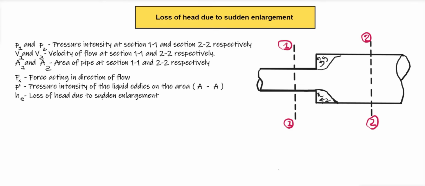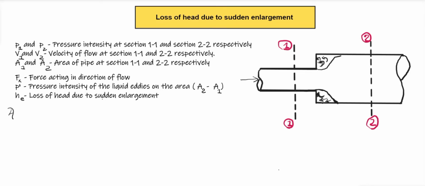The flow in the pipe occurs due to some force, and this force acting in the direction of the flow, we are denoting it using Fx. Then we are having pressure intensity of the liquid eddies on the area A2 minus A1, which is here where the eddies are formed. There we have the pressure intensity, which we are denoting using P dash. And the loss of head due to sudden enlargement, we will denote it using He.